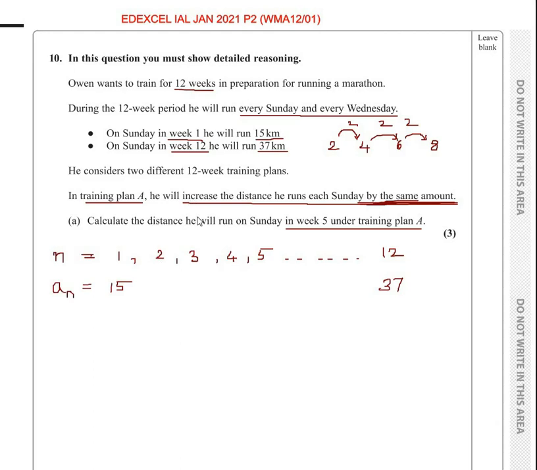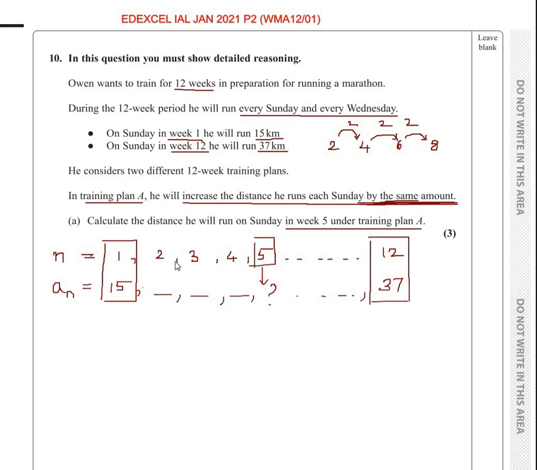They have asked us to find out how much he runs in week 5. We need to find out how much he runs over here. We do not know the difference. We do not know what numbers come in the second week, third week, fourth week, fifth week and so on till the 11th week. But the hint they have given is how much he runs for the first week and how much he runs for the 12th week.